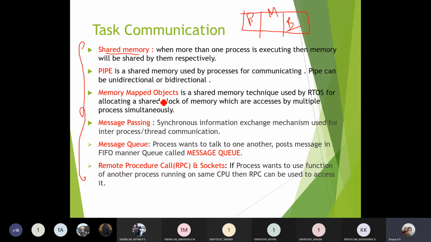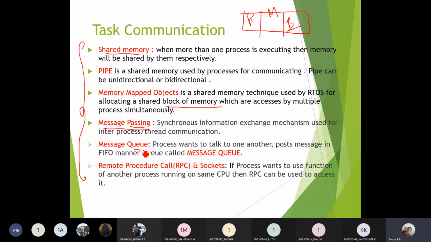Next we have memory mapped objects. Memory mapped objects are nothing but the complete memory shared in terms of blocks of memory which can be accessed by the processes simultaneously. In message passing, unlike memory mapped objects where the complete block of memory is accessible by both the processes, only the part of the information that you are passing through the message will be shared between both the processes. So this is safer than the memory mapped object task communication.